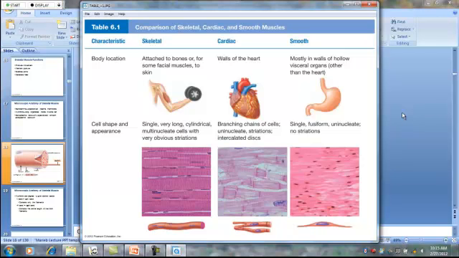Okay, so the last slide we need to look at is smooth muscle, and you can see that there's some cylindrical cells in here, uninucleate, no striations. That's the most important thing you should notice with smooth muscle. There are no striations there. Okay. All right, questions about the different types of muscle tissue?